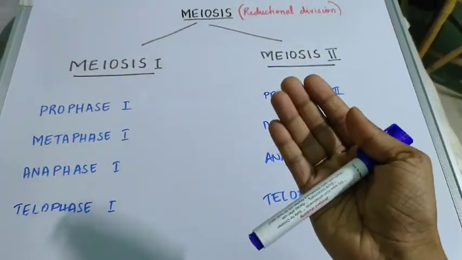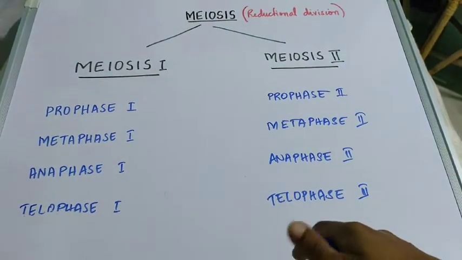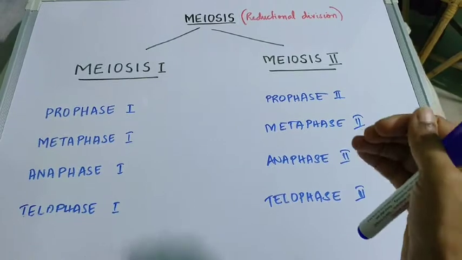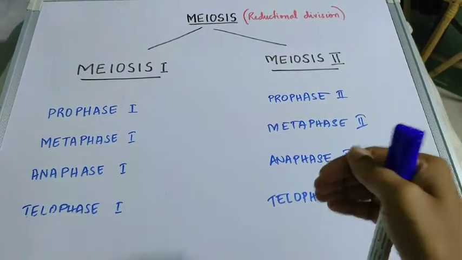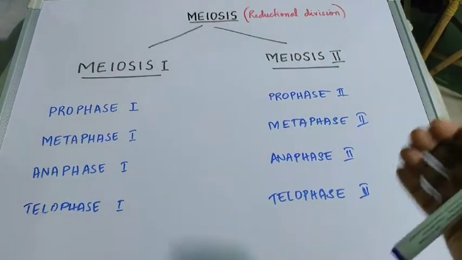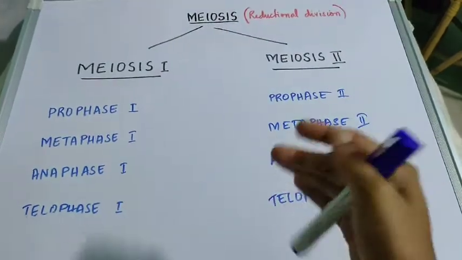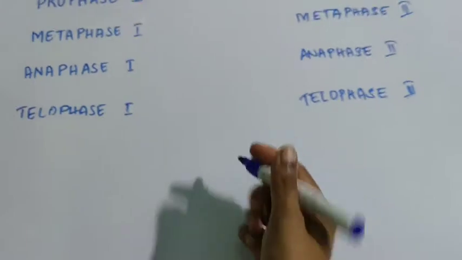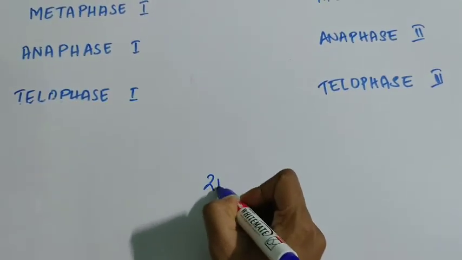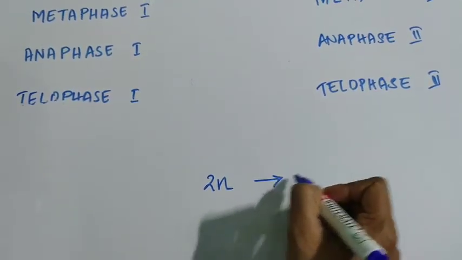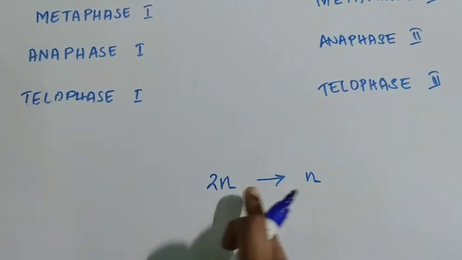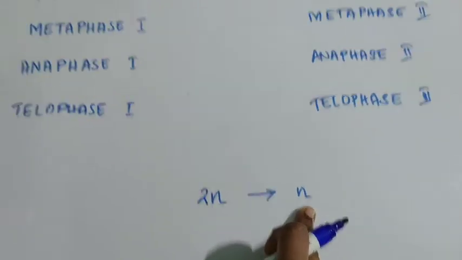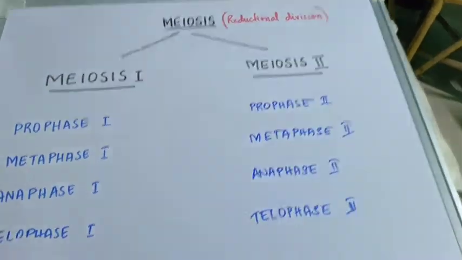Now, where does this kind of cell division take place? Meiosis is a kind of cell division wherein at the end of cell division the number of daughter cells formed is 4, and also there is a reduction in the number of chromosomes. That is, if the parent is diploid, the daughter cells are haploid. There is a reduction in the number of chromosomes present in the daughter cells. Hence, it is also called reductional division.